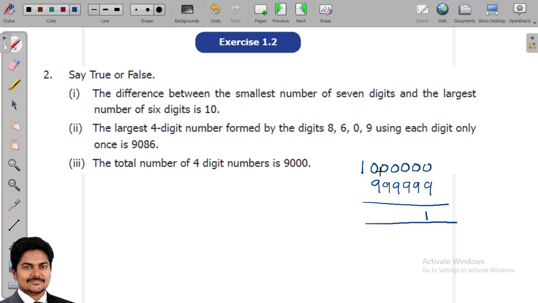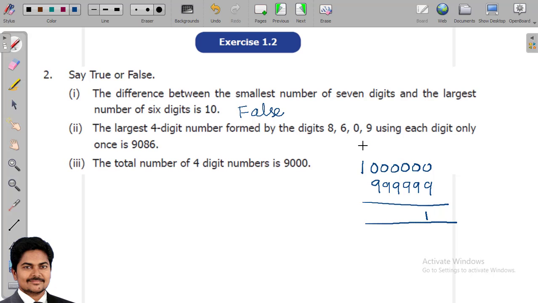So what is the difference between the smallest 7 digit number and the largest 6 digit number? That is 1, but it is given 10. That is a wrong statement, so write false. Second statement, the largest 4 digit number formed by the digits 8, 6, 0, 9 using each digit only once is 9,086. Listen students, to form a 4 digit number by using these 4 digits, what should we do?